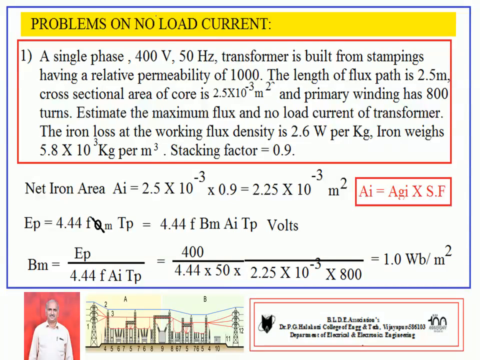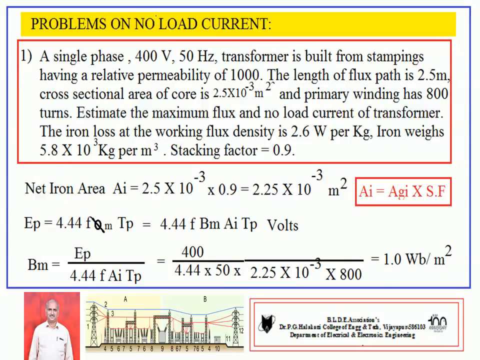Okay, yesterday we discussed the estimation of no load current for single phase transformer as well as 3-phase core type transformer. So problem 1 is given like that. If you have time, go on writing the given data on one side. So in this problem, AGI is given, gross core area is given, stacking factor is given.